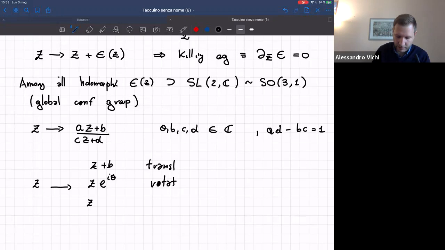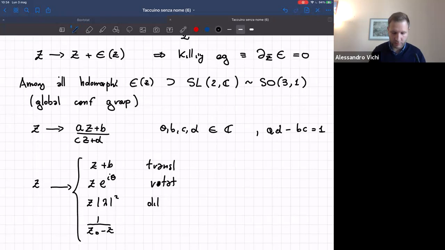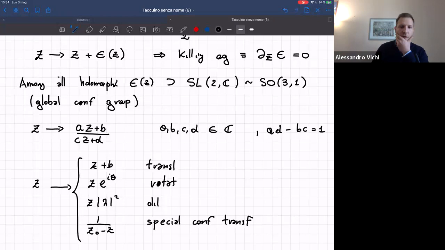Then there are dilatations, z going to lambda times z, for some number, let's say a positive number. And then there's a final one, which is less obvious and is somewhat a novelty, the so-called special conformal transformations, which in this case just corresponds to inverting, sending a point to infinity, or sending infinity to a point. These can be thought of as special conformal transformations. So in two dimensions, the story goes similarly for this global conformal group, but there is no analog of the local one.